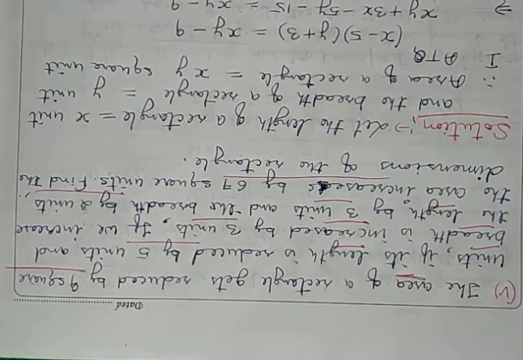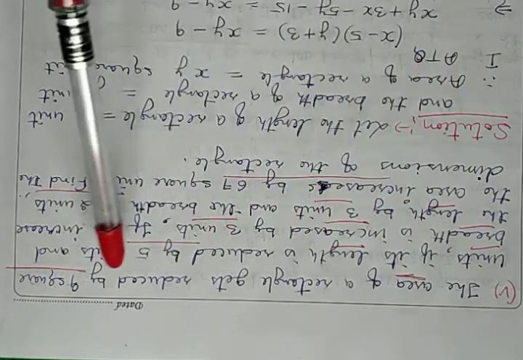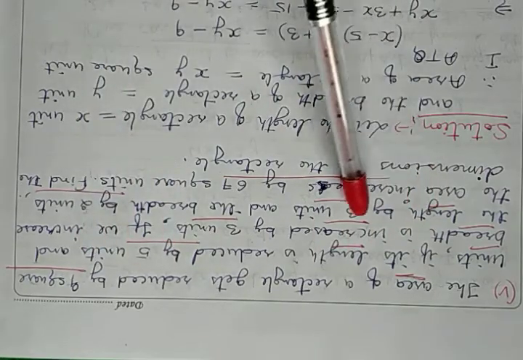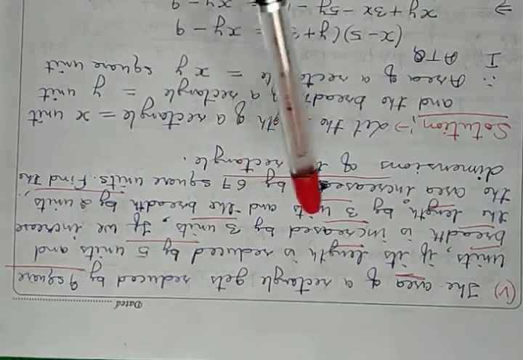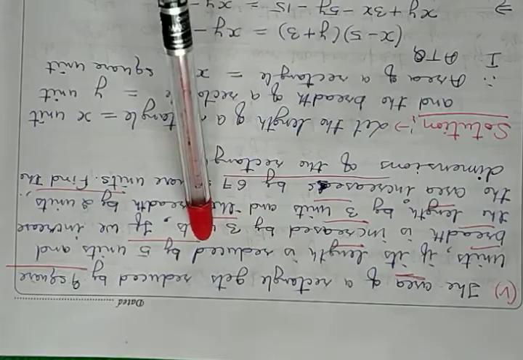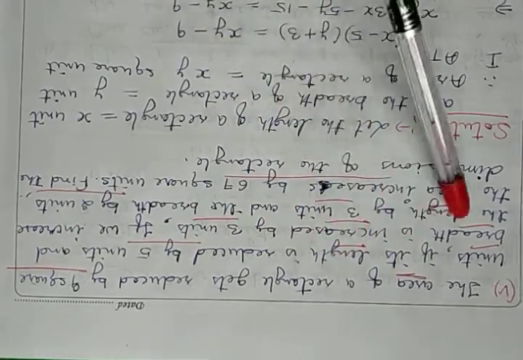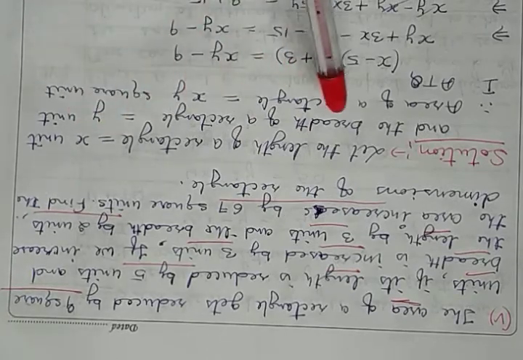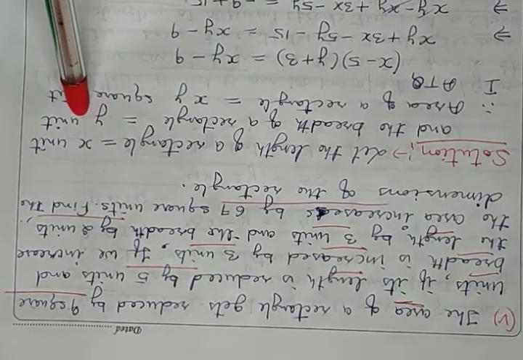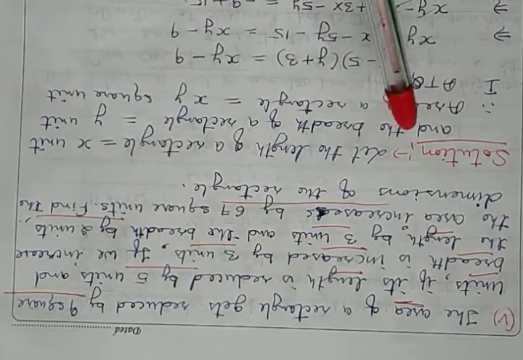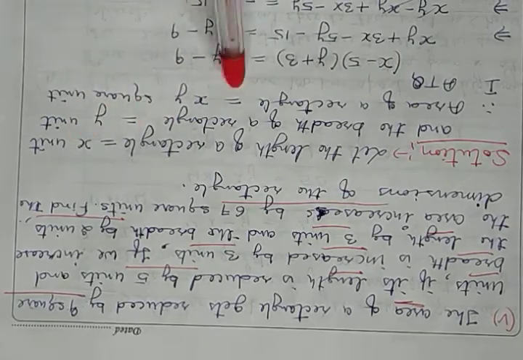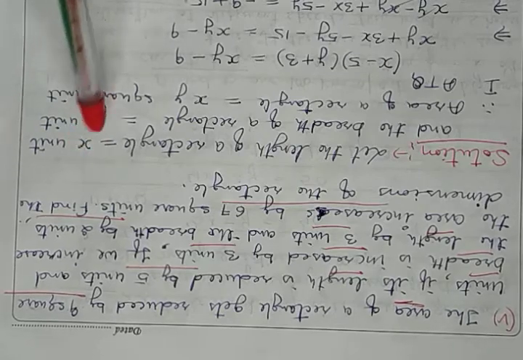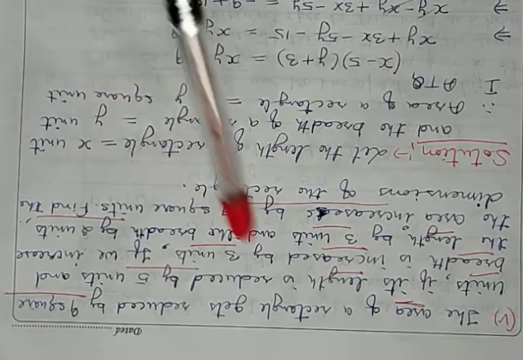The area of a rectangle gets reduced by 9 square units if its length is reduced by 5 units and breadth is increased by 3 units. It clearly indicates that we don't know the length and breadth. Let the length of the rectangle be x units and the breadth of the rectangle be y units. Now come to the question. Area of rectangle is length multiplied by breadth, in square units.